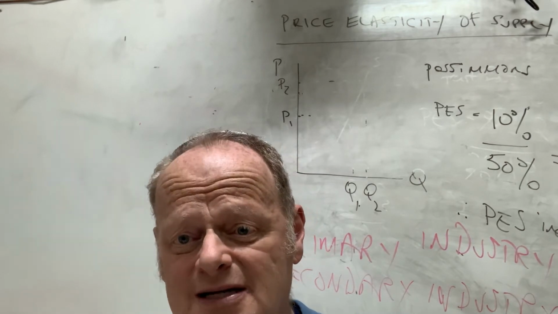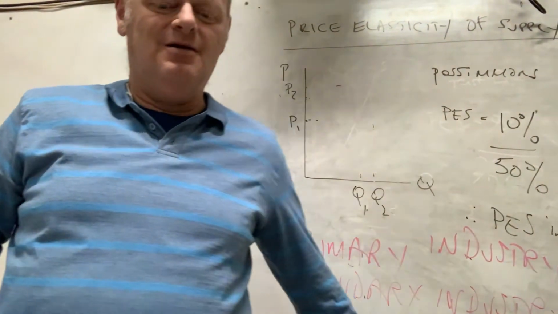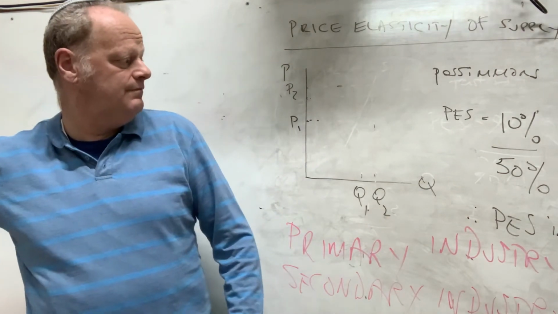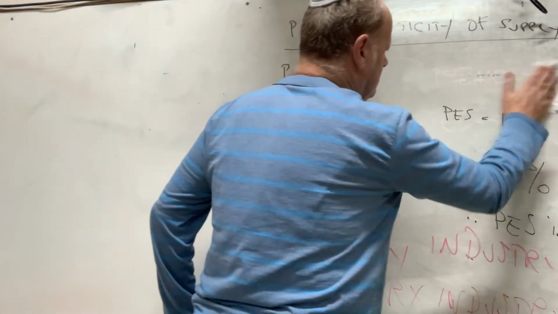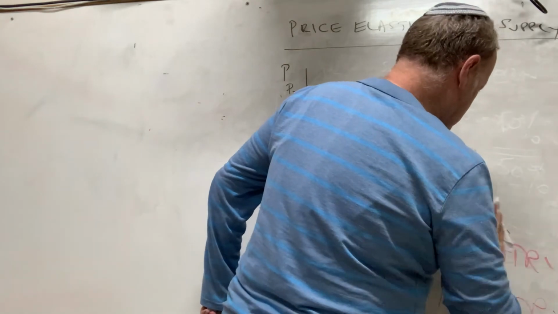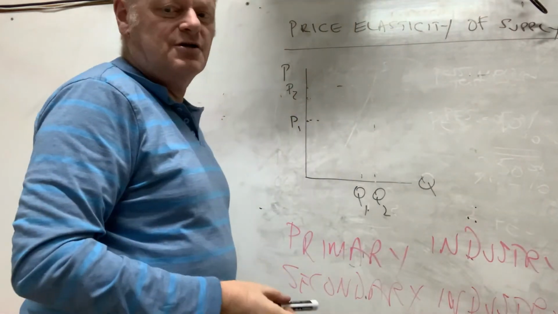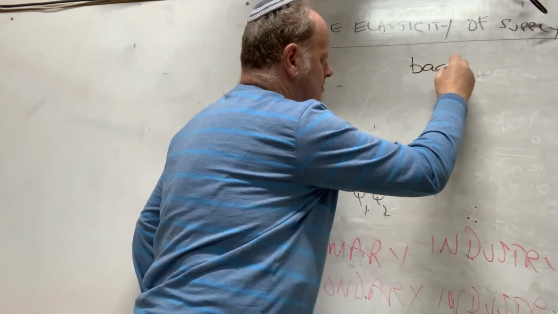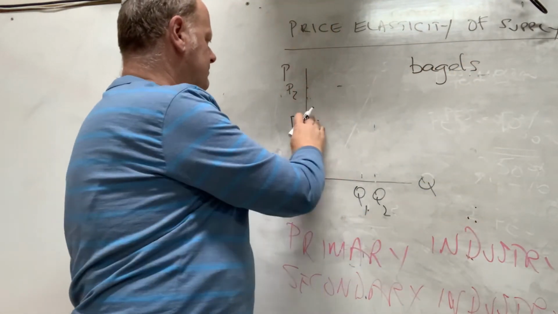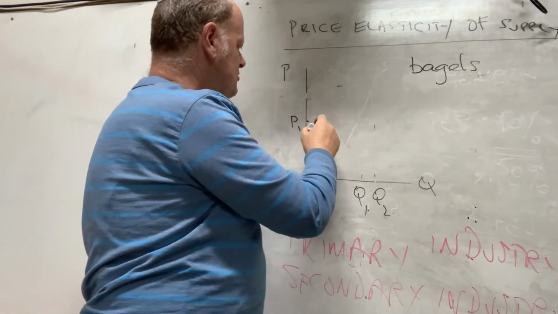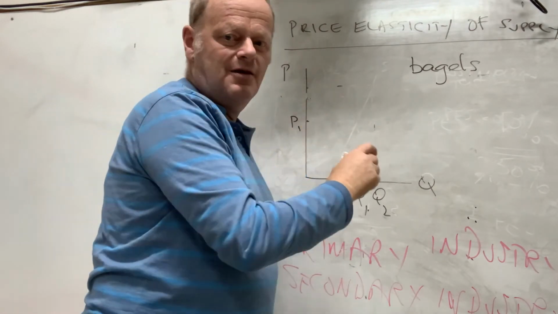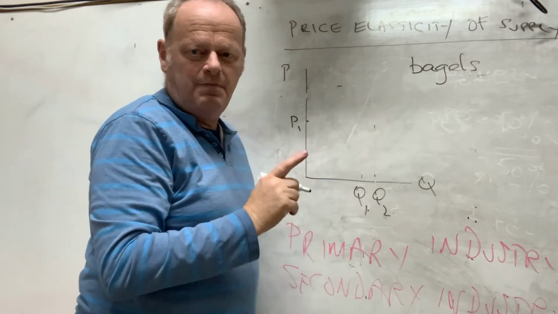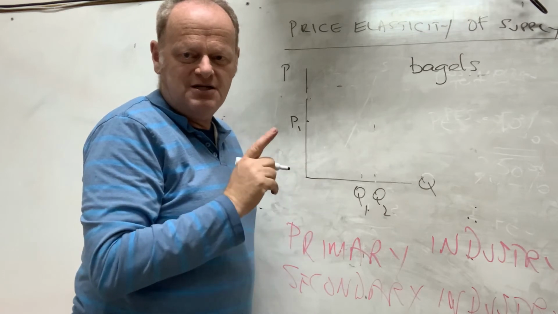Let's now have a look at it. Bagels. So we go back and draw this on the board. And we've got a different curve. Right, we're going to give you an example from secondary industry, and what we're going to look at now is bagels. Now, let's assume that below P1 there will not be a single bagel, say below $3, there will not be a single bagel sandwich produced in town.